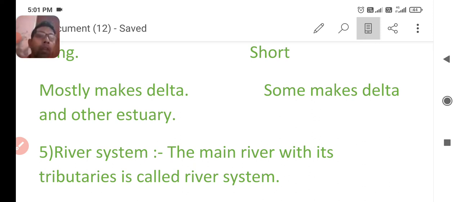While completing the first lecture, I will tell you about the delta and estuary. You know that a delta is a triangle shape made by the rivers when they meet the sea, due to silt and sand. And the estuary is the area made by the river when it flows fast near the sea, and this type of shape is known as an estuary.